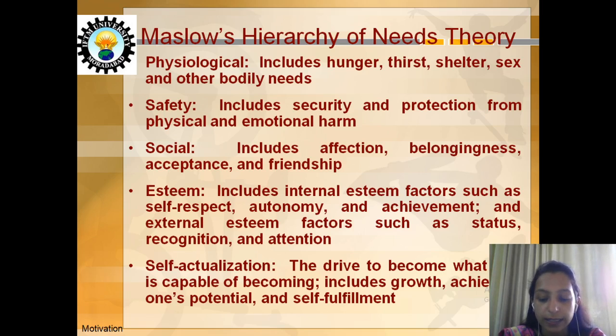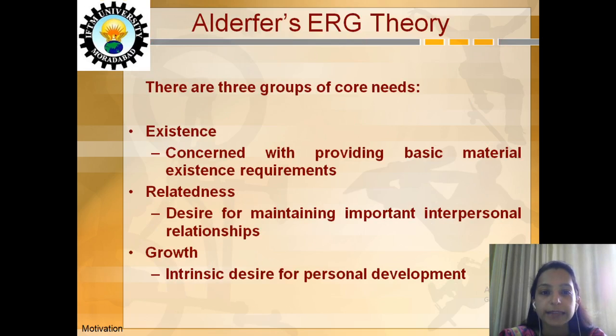Now moving to the next theory, which is known as Alderfer's ERG theory. It is a reworking of Maslow's theory, in which Alderfer has grouped Maslow's five need theory into three core groups. Those three core groups are: number one, existence, second, relatedness, and third, growth. The physiological and safety needs cover the existence core group. The social needs cover relatedness, and the self esteem and self actualization needs cover the growth core need group.